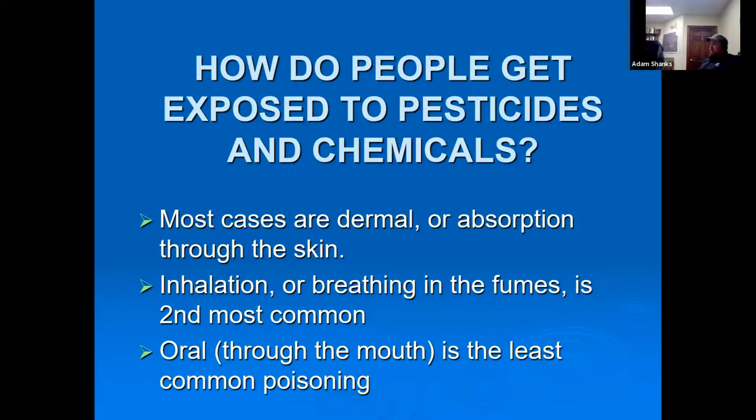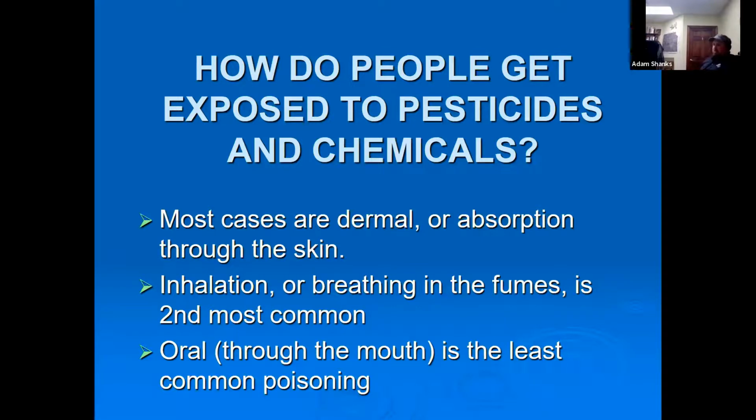So how do people get exposed to pesticides and chemicals? Most cases are dermal, or absorbed through the skin. If you're applying this stuff and you get some of it on your arms, or you're spraying the driveway in shorts and you can feel it blowing onto your legs, you need to stop and put some long pants or a long sleeve shirt on.